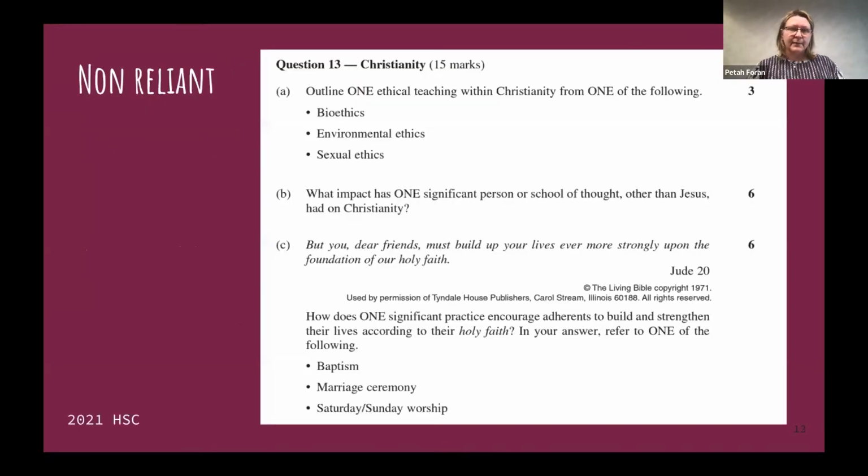But I've got an example here. So this was, I think, the question that we had before. This is just on Christianity. It really doesn't matter the religious tradition. This is a non-reliant question. So it's a straight A on ethics, B is on person, C is on practice. Nothing is relying on anything else. It's simple, it's straightforward. We just answer each question as it stands on the paper.